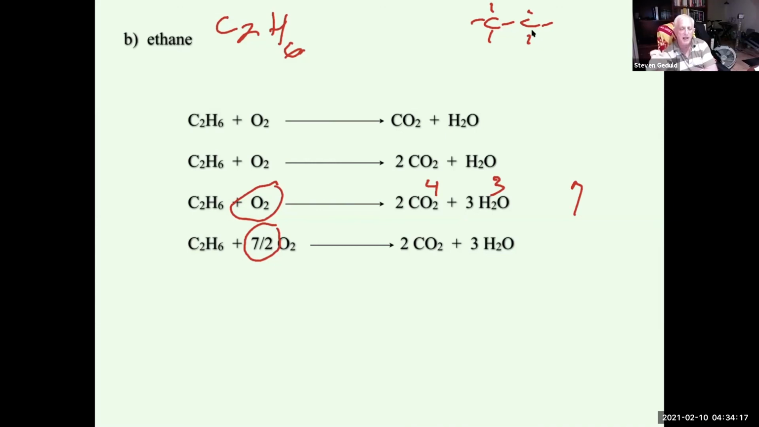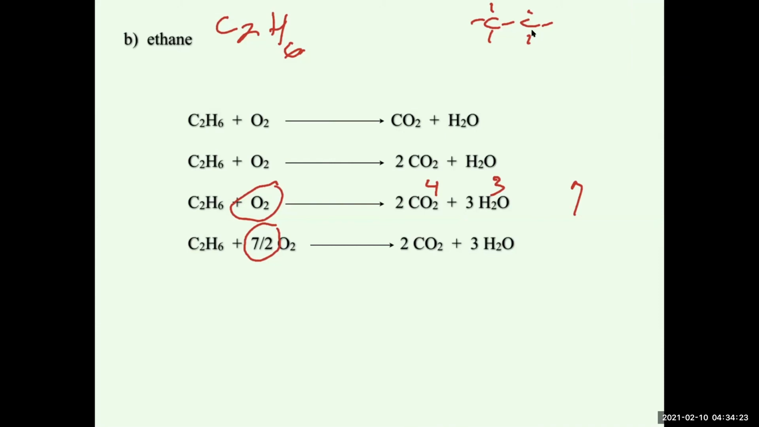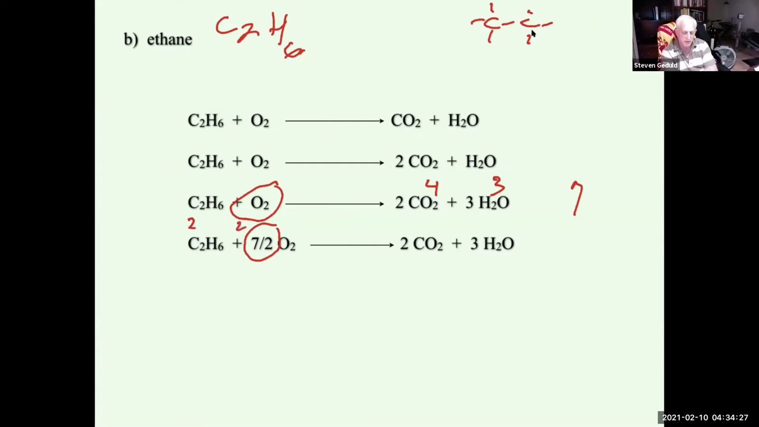So I multiply everything by what to get rid of that fraction? 2. So I multiply this by 2, this by 2, this by 2, and this by 2. What I'm going to end up with is 2 ethane plus 7 oxygens, 4 CO2s, and 6 H2Os.